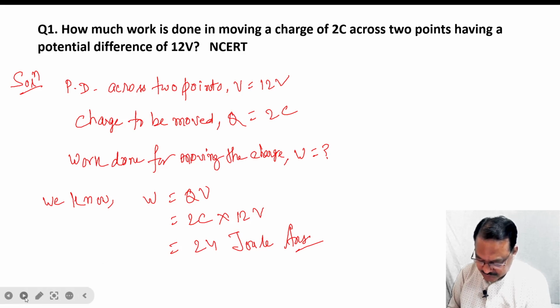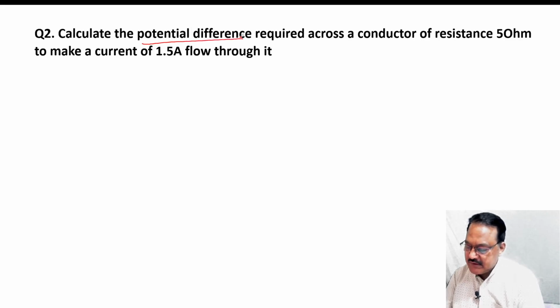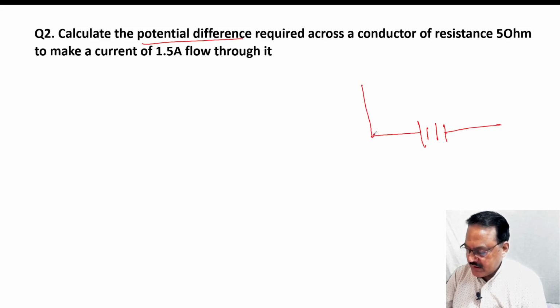Okay, next question. Calculate the potential difference required across a conductor of resistance 5 ohm to make a current of 1.5 ampere flow through it. Let us suppose one circuit is given. Here this is the battery and this is the resistance in this circuit.